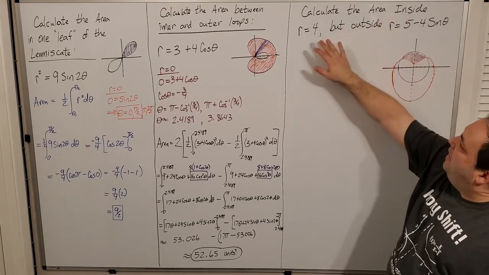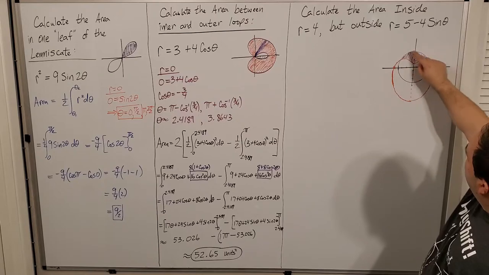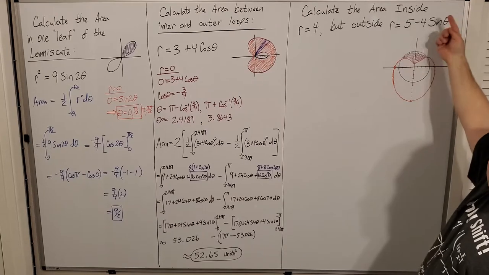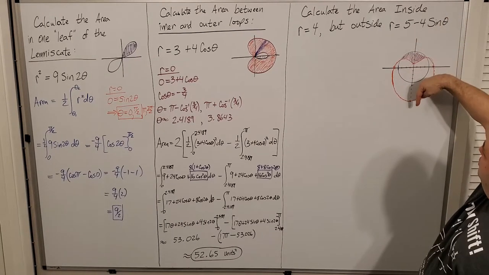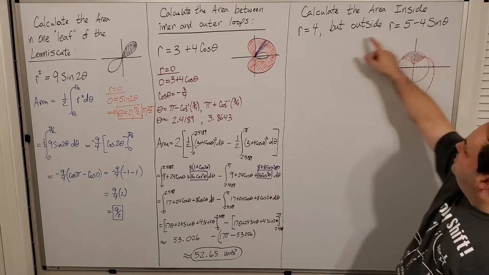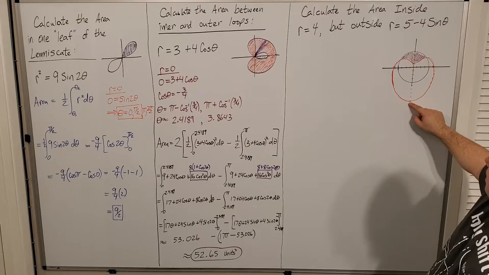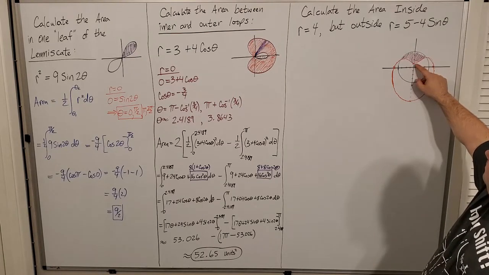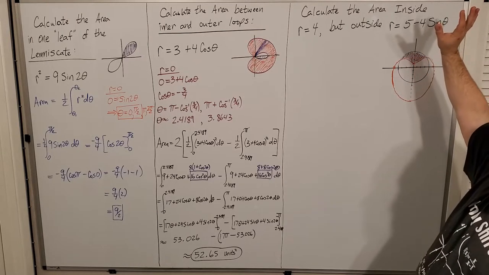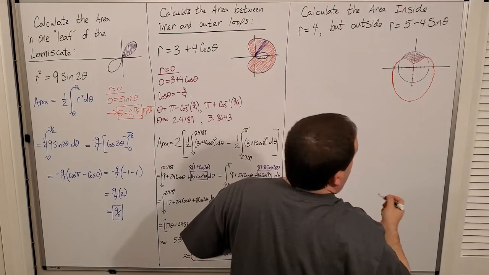We want it inside of the circle, but outside of the limaçon. Okay, so here's the circle, you see? And the limaçon is a sine-based one, which means it's up and down, because sine goes with y. It's negative on the sine, which is why it's facing down. And then the four, you notice that they're very similar in radius. This one goes all the way down to negative 9 and then intersects here at 1. Okay, so I've got this little piece right here that's inside of the circle, but above the limaçon, above the cardioid there.